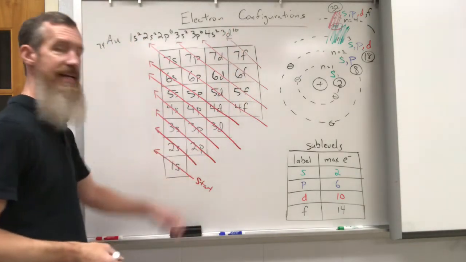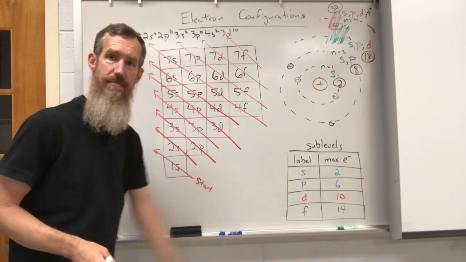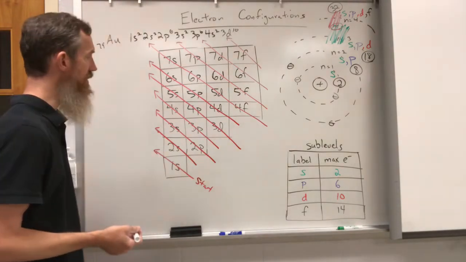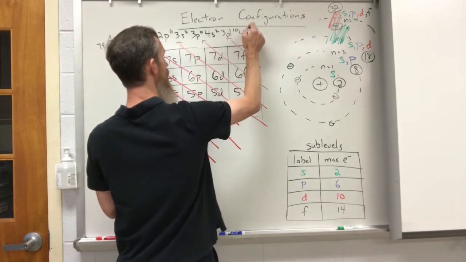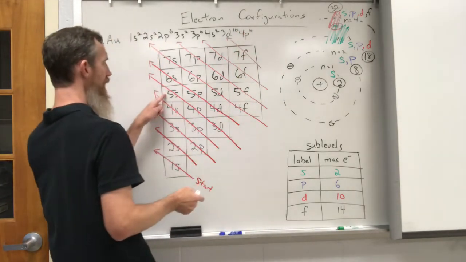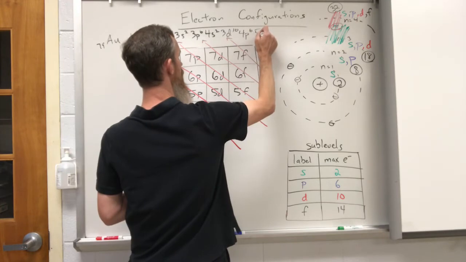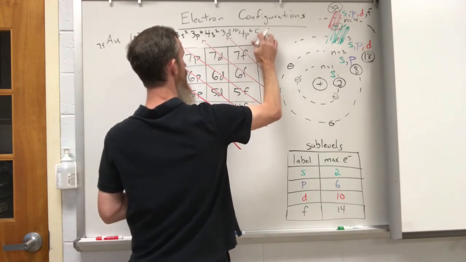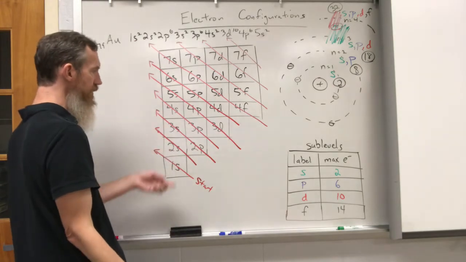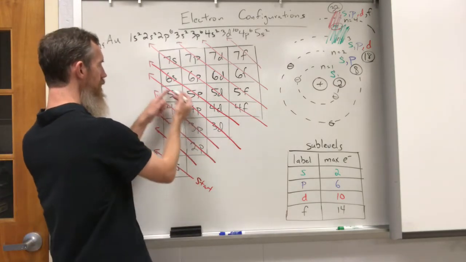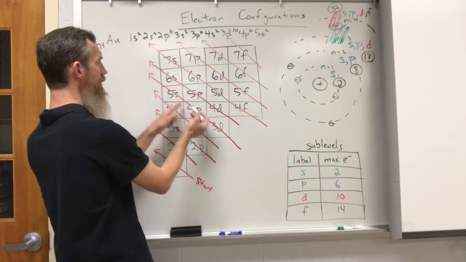And that can hold up to 10. D's can hold up to 10 electrons. Once that's filled, then I go to the 4p. That's 6 more. Then 5s. That's 2 more. So I'm just following the arrows and filling in what I know. Follow, follow, follow. There's a 3d to the 4p to the 5s.